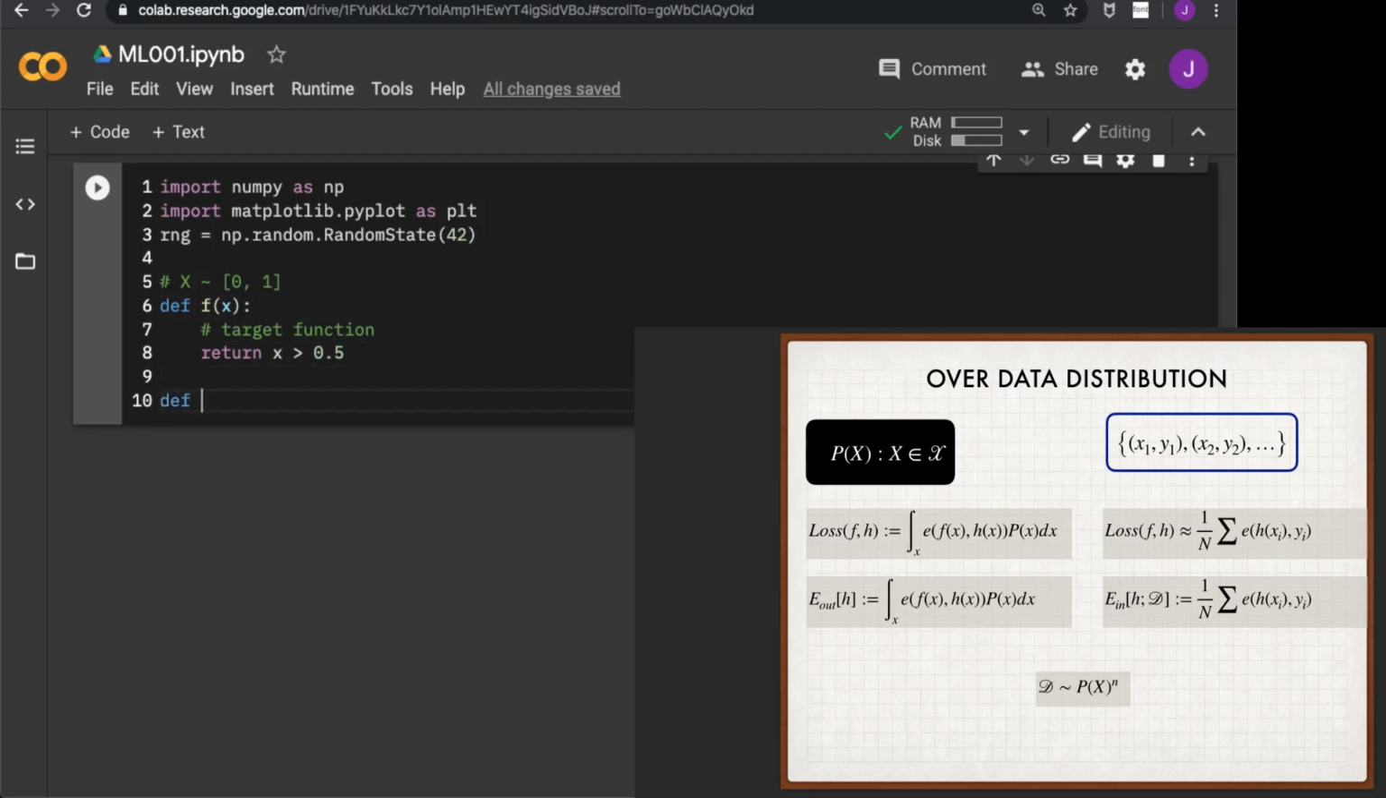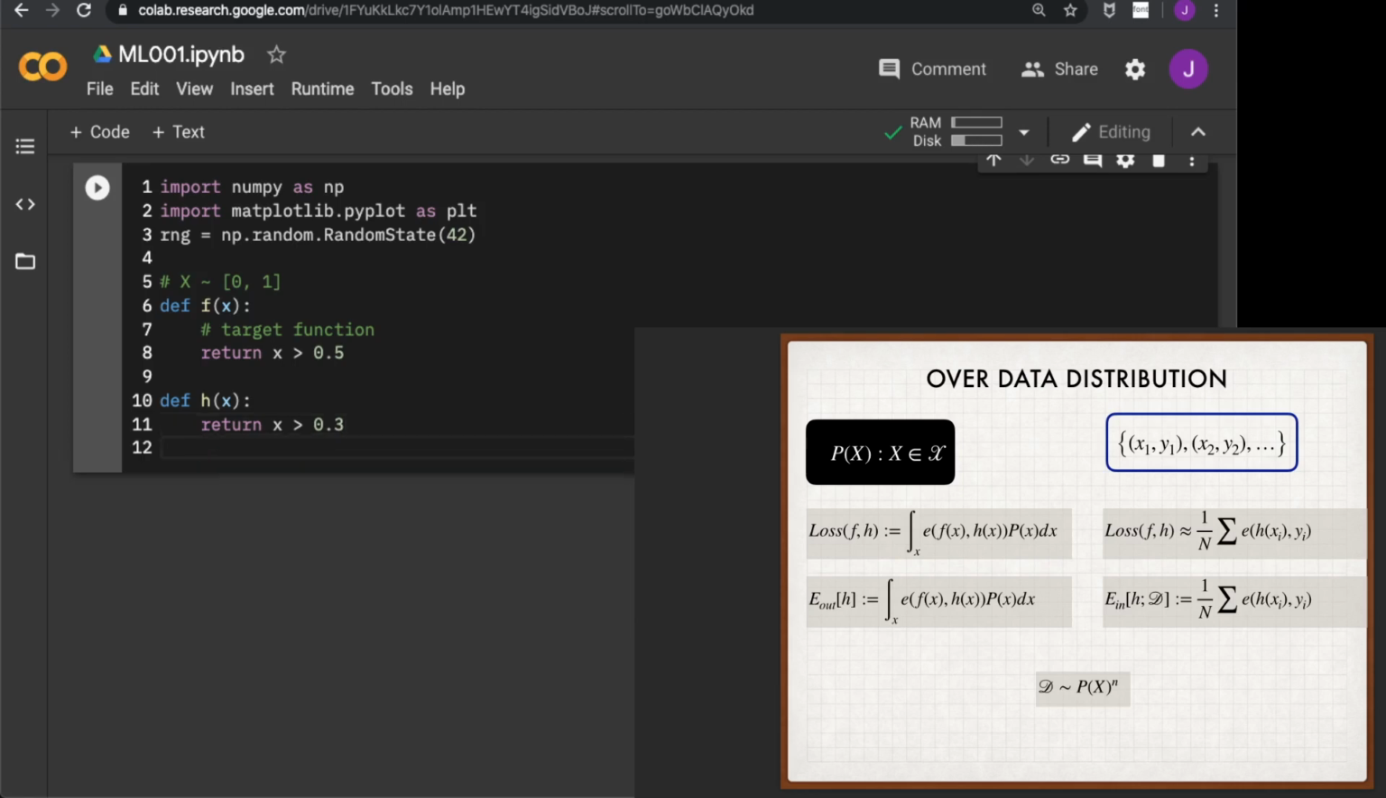And let's define a hypothesis. For example, this hypothesis is our hypothesis for test. It is not exactly the same as our target function because we are simulating the situation where we don't know our target function, and we only have access to some training samples. Now we will make a guess about the target function. Let's see, it returns true when x is greater than 0.3.